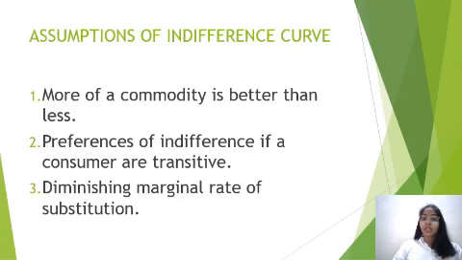Here are the assumptions of the indifference curve. You can see the first one is more of a commodity is better than less. The second one is that preferences of indifference are transitive. The third one is diminishing marginal rate of substitution. So these are the assumptions of the indifference curve.